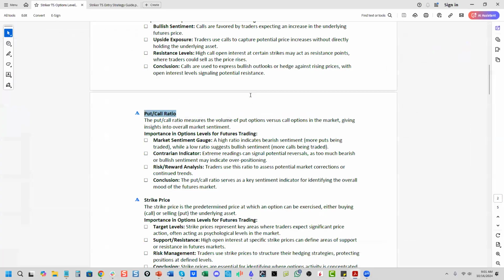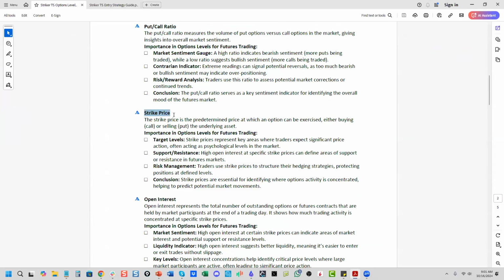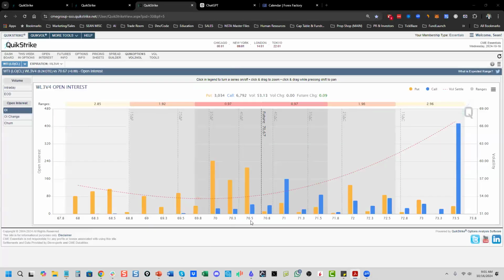A couple things here. Strike prices. All these are is the prices here: 70, 75, 78, 71, 73. These are the strike prices that have all the options contracts on them. These are all a strike price.